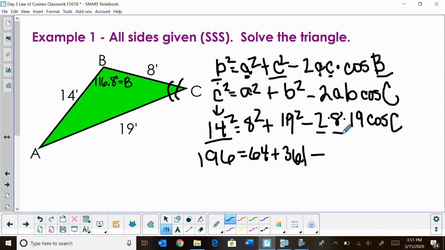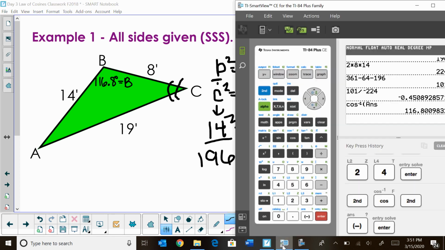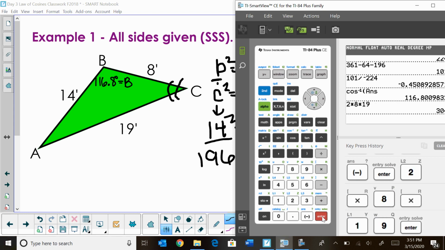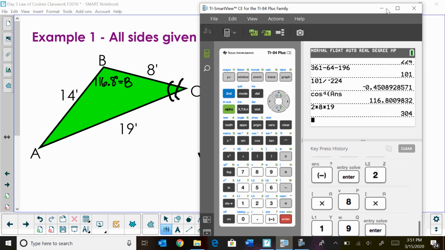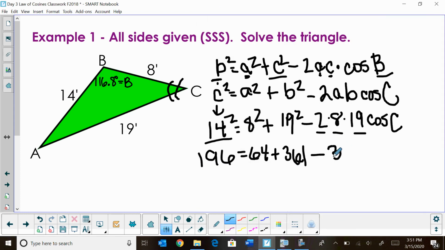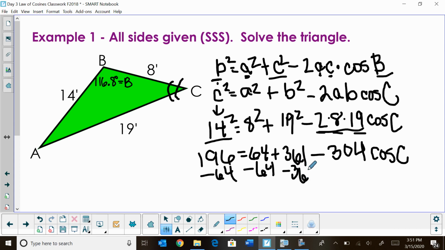So we just used all these numbers in the last problem. Minus 2 times 8 times 19. I don't know that off the top of my head. So let's take 2 times 8 times 19, in other words, 16 times 19, and that gives us 304. So minus 304, that's now the coefficient right here for our cosine C. Now, how do we solve it? We subtract 64 from both sides, and we subtract 361 from both sides.